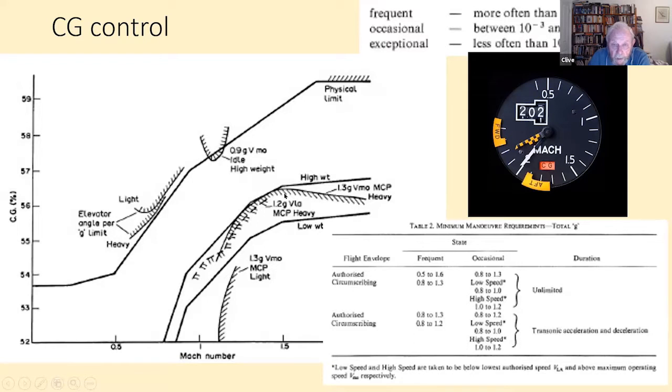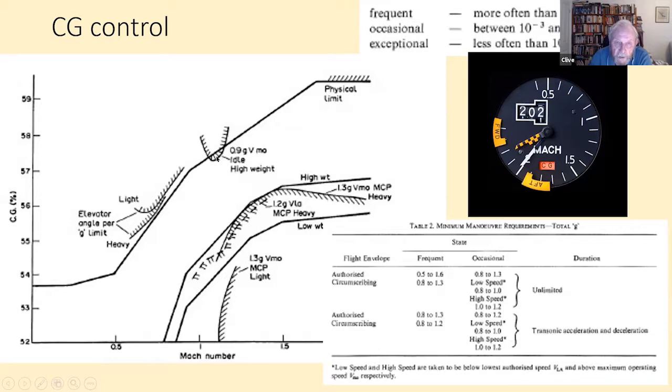The limits at this end were to be able to pull 1.3 G or 1.2 G at a heavy weight, or at the lighter weight, there was a different problem, but you still had to be able to pull it. At the top, there was a physical limit. We couldn't get further back than that on the airplane anyway. This one was the ability to be able to push over to 0.9 G at VMO.